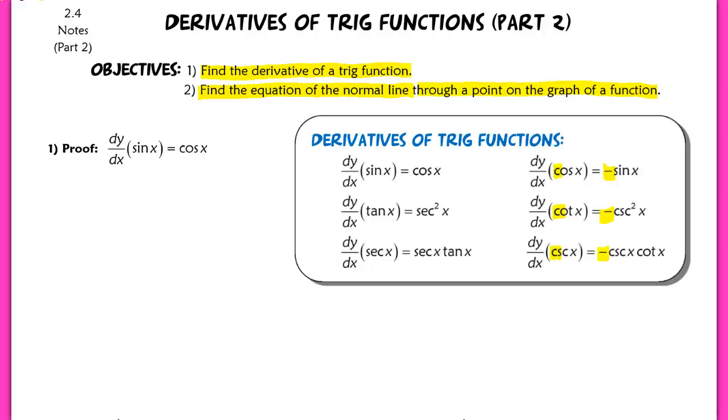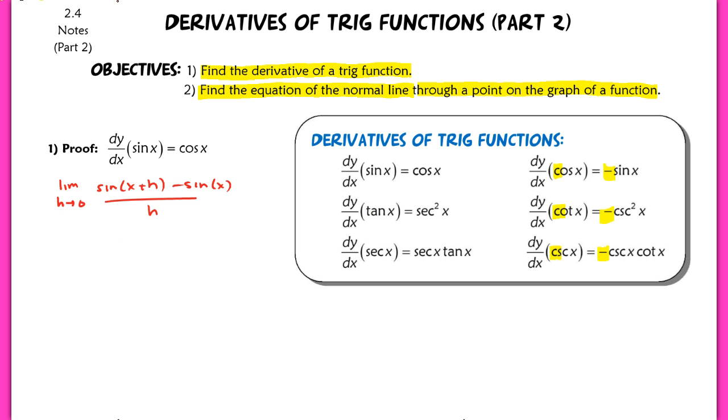We're going to start with the first proof here. We want to show that the derivative of sine of x is cosine of x. So what we're going to do is start with the definition of the derivative. So if we start with the limit as h approaches 0 of the sine of x plus h minus sine of x over h, we can't directly evaluate this because if we plug in 0 here, we end up with 0 divided by 0. So we have to do some algebraic manipulation here.